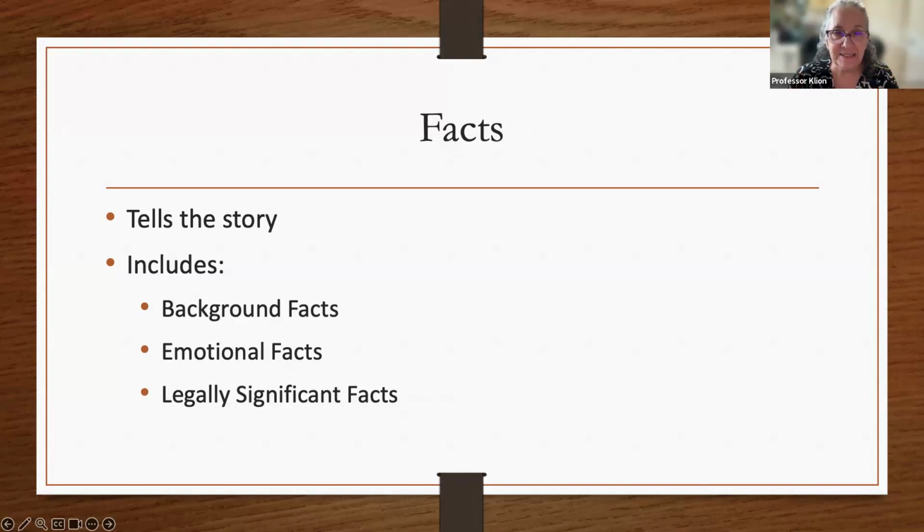And then there are legally significant facts. These are the facts that the courts take into consideration when they are using the rules to determine whether or not a party will be successful. But you need all of them to be able to tell a story because you want this to be a narrative. This is not bullet points. Your facts section should be a narrative. You should actually be telling a story.